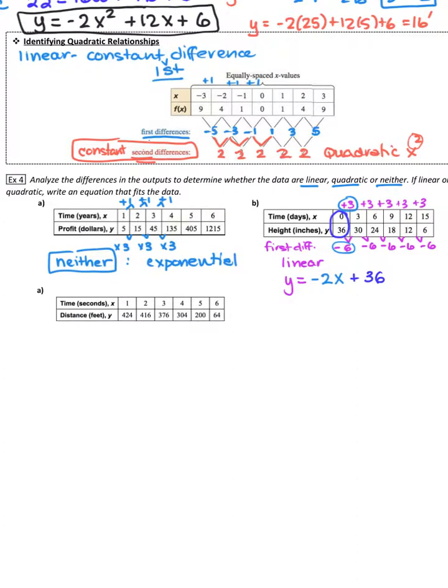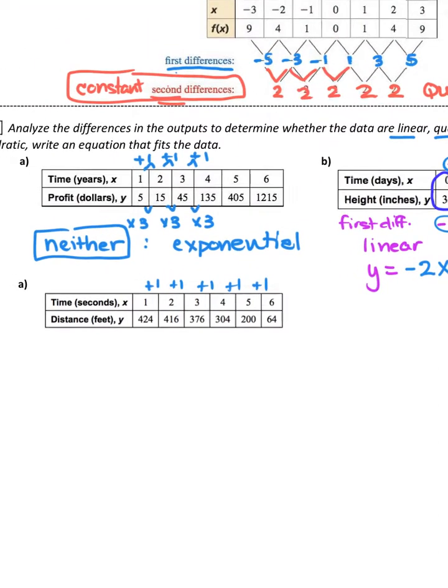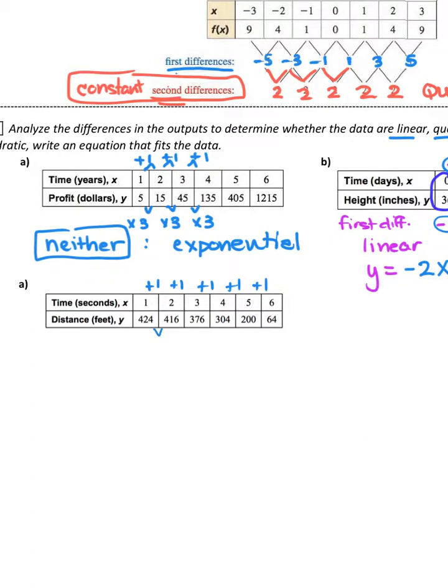Now we come over here, let's see what this one gives us. We have plus 1, so everything's good on top. And we look at the difference down here. So this is going to be 416 minus 424. I always like to do it going backwards. You want to be consistent whichever way you're going to subtract. So this would give me a negative 8.